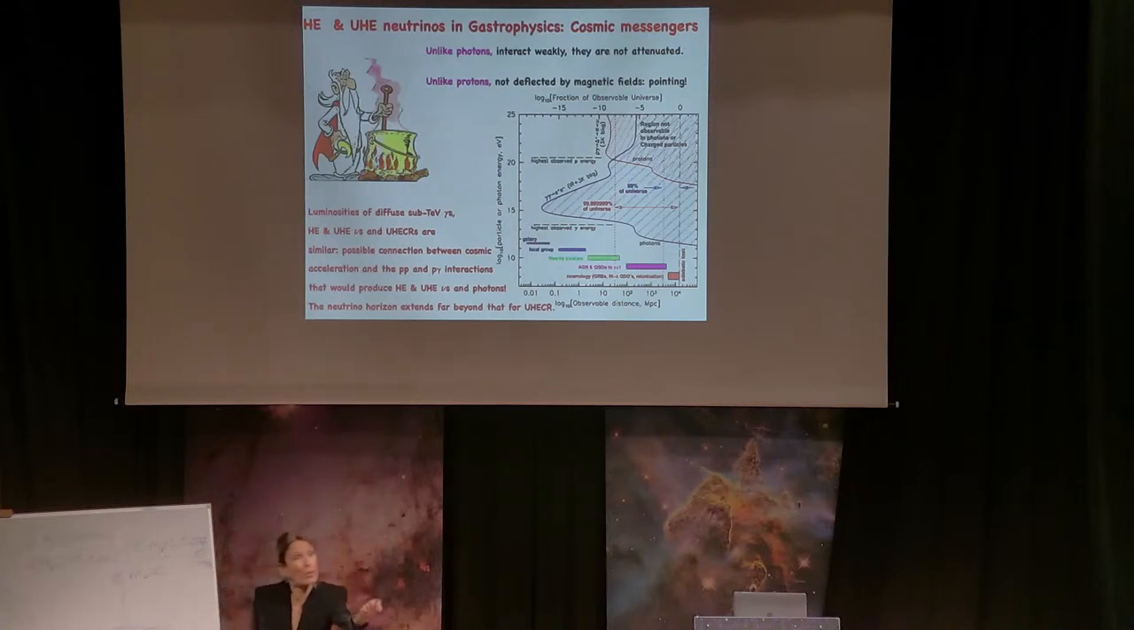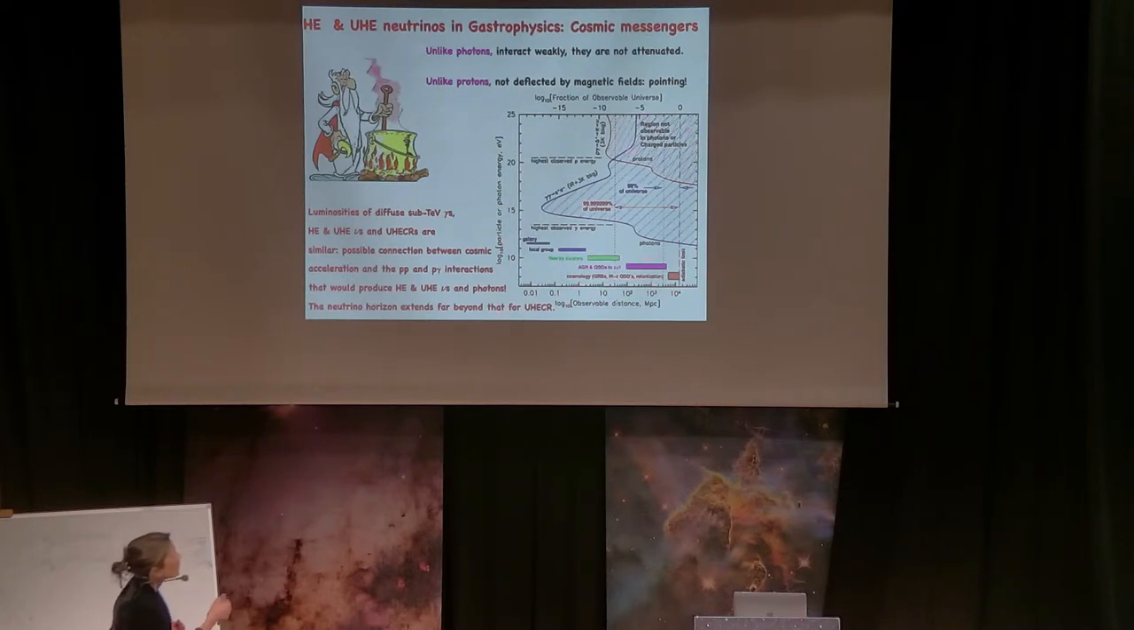When we detect a high energy neutrino, we can reconstruct the incoming direction and where this neutrino is coming from. And unlike photons, neutrinos don't get absorbed. They interact really, really weakly, okay? So there is all this region in the universe here. I show you the logarithm of the observable distance versus the logarithm of the energy.